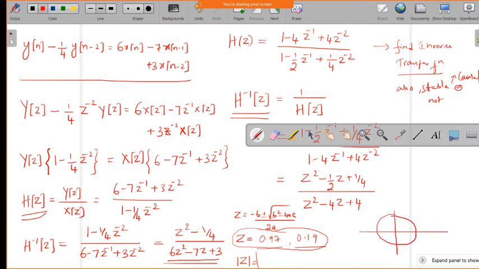So if this is z equal to 1, the unity circle, you have the poles here at z equal to 0.9 and z equal to 0.19. Both the poles exist inside the unity circle, so we can say the system is stable, and also it is causal, because both the poles exist inside the unity circle. So the system is both stable and causal.